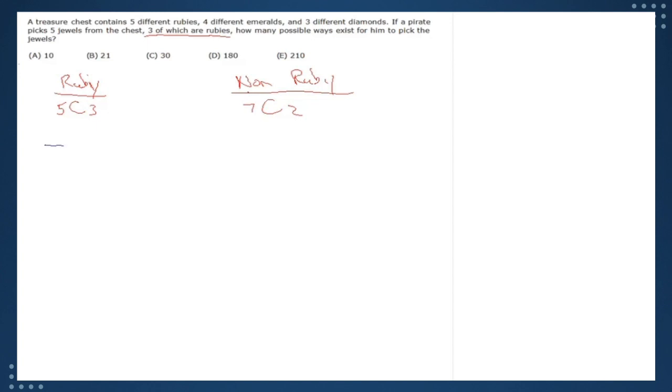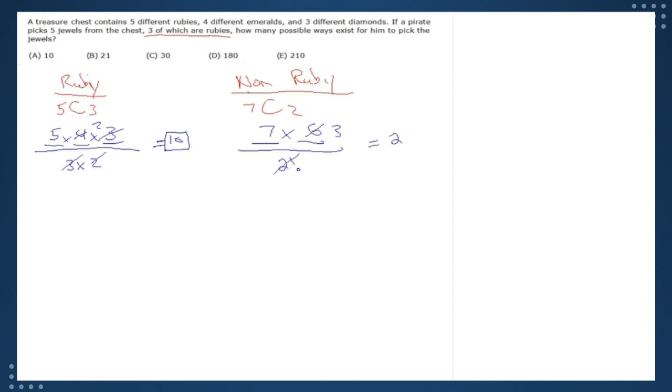1, 2, 3 slots, 5 times 4 times 3, divided by 3 factorial, so that's 3 times 2. Notice I'm always canceling because I don't want to do math on top and then have to divide by big numbers on the bottom in the divisibility. And then 7 choose 2 is just 7 times 6. You divide by 2 factorial, you get 21. So the answer is 10 times 21, which is 210.